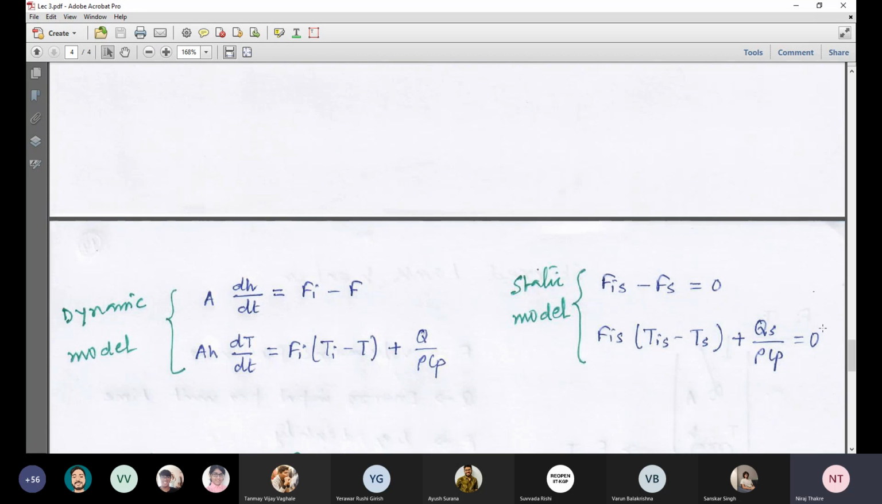You see, I have considered 0 here, 0 here. Additionally, we have used one suffix s. s indicates steady state. Fine. That means these input variables or output variables are also constant with reference to time. That's why this suffix s is only added with the variables, not with the constants. Very straightforward answer: all the variables remain constant with reference to time in a static model.